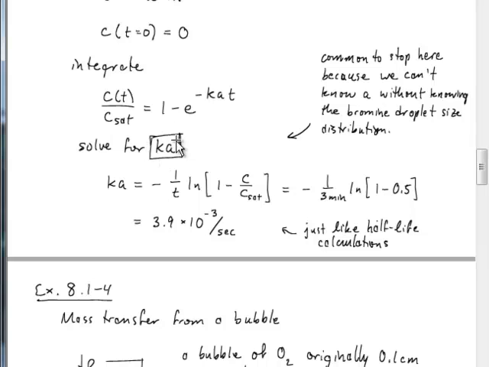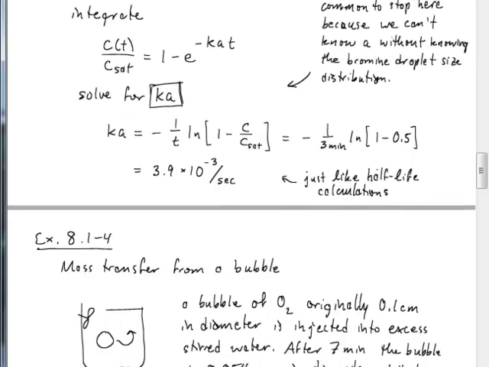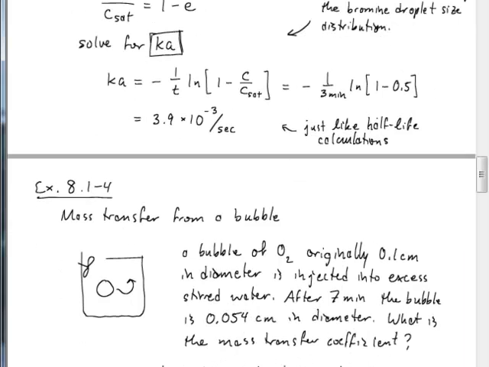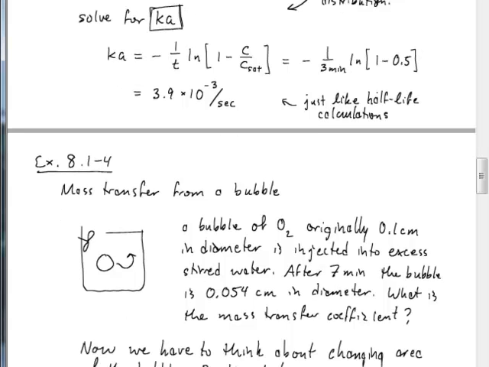So we can just solve for this parameter Ka using the initial and final data. We already used the initial data to get this one, and now we're going to use the final data to find this parameter Ka. So solving for Ka gives minus 1 over t log of 1 minus the fractional approach to equilibrium. Plugging in numbers, you get 3.9 times 10 to the minus 3 per second. And so that's an example for mass transfer between liquid and liquid.